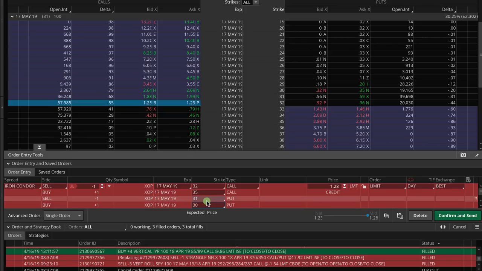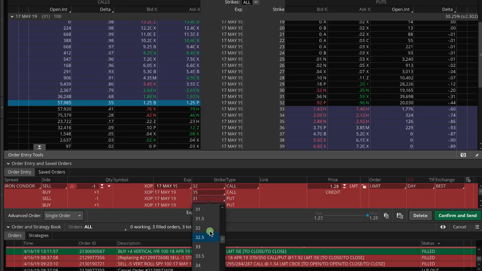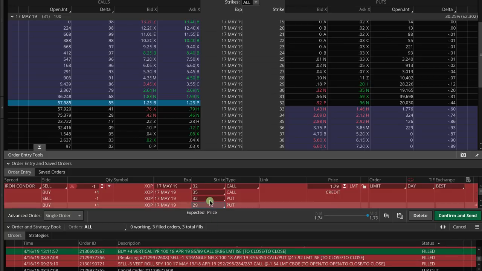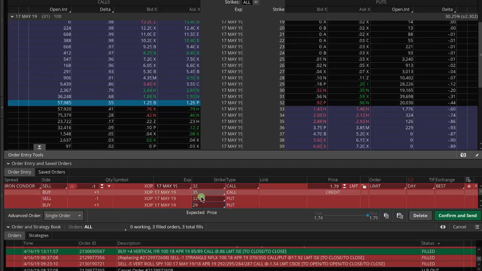And so in this case, because we want the iron fly, because we want that short strike to be the exact same strike, we've got to change this one to 32 to match up with the one that we did on the call side right here. And then we want the width 3 points wide, so we'll bring this down to 29. Okay, so we've got the 32-35 call spread and the 32-29 put spread.